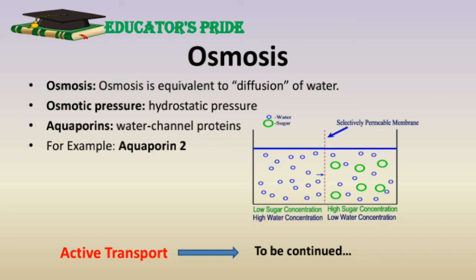Many animal cells contain specialized water channels in their plasma membrane to facilitate osmotic flow, called aquaporins. For example, aquaporin 2 is present in the plasma membrane of kidney cells and is essential for resorption of water from the forming urine. Its absence leads to diabetes. This is all about passive transport. In the next video, I will discuss active transport.